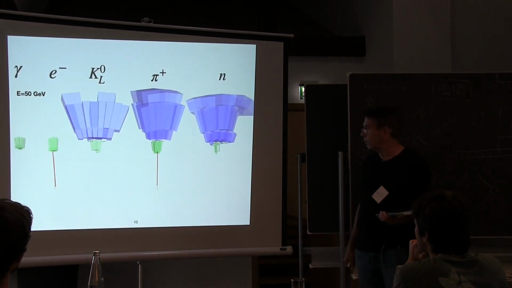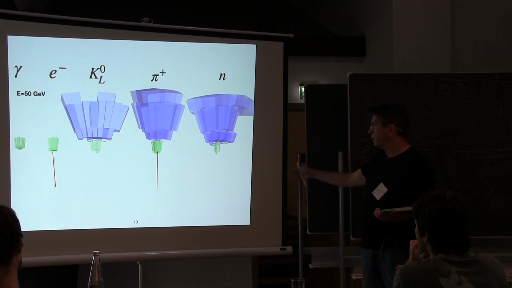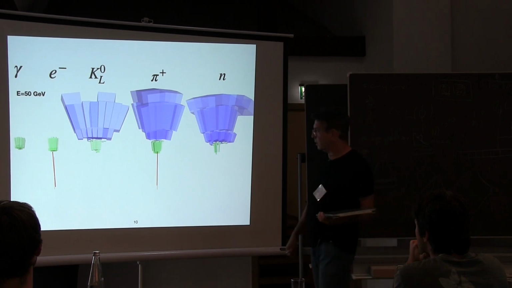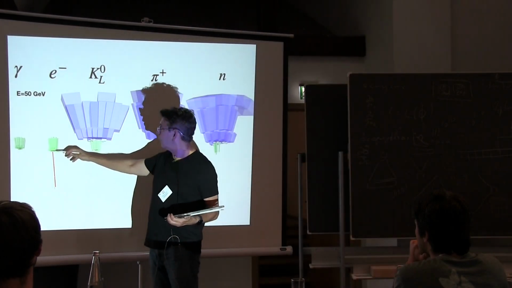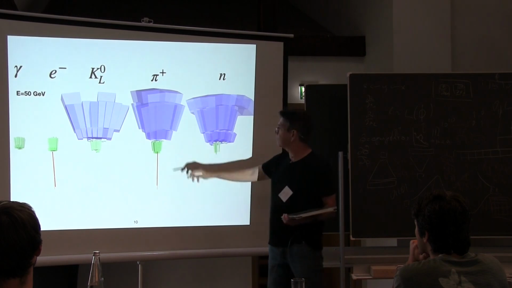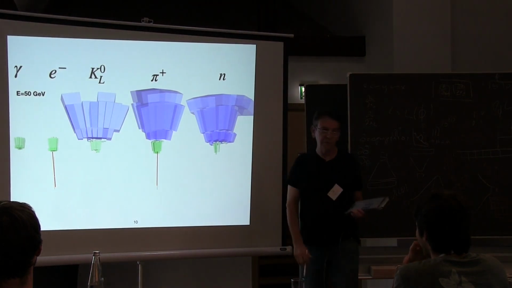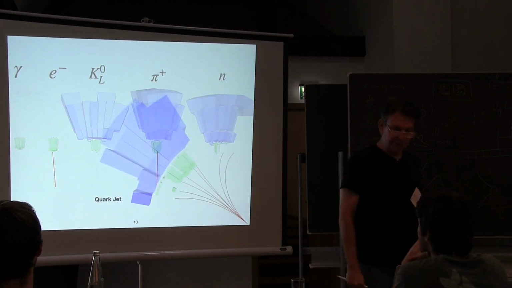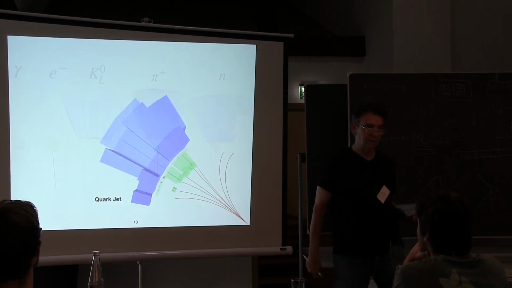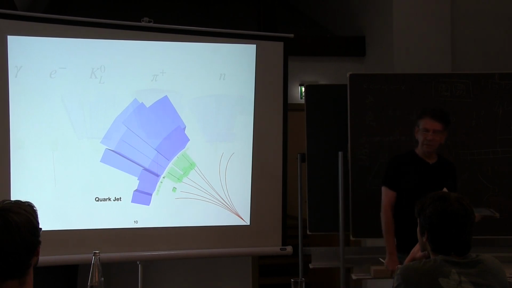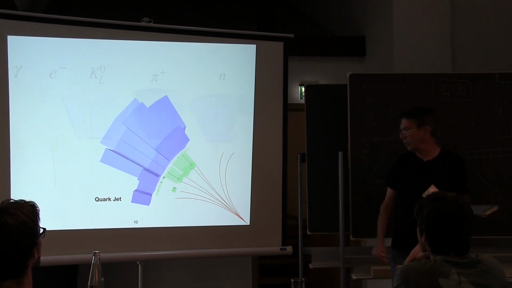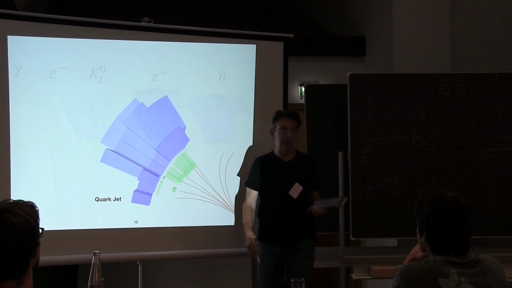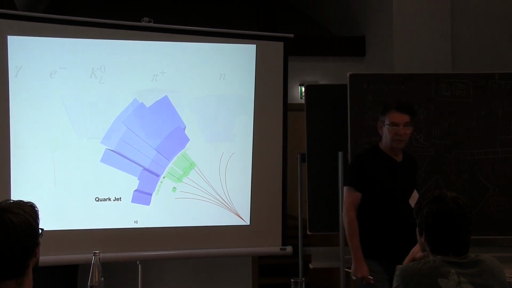So you see all these particles, all of these are 50 GeV particles, all of them. And you see here the photon, the electron, the K long, the pi plus, for example, the neutron. Now what happens if all of them come in a jet which overlaps each other? What do you do then? How do you know which is which here? How do you tell which charged particles are here? And especially, how do you tell which are the neutral particles here?